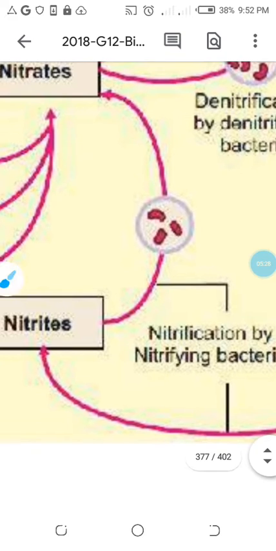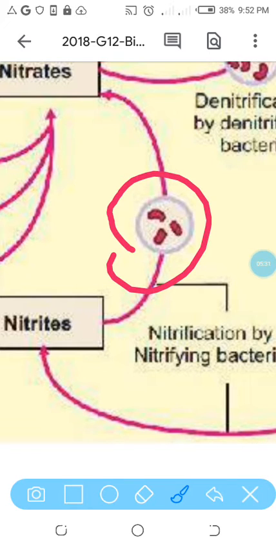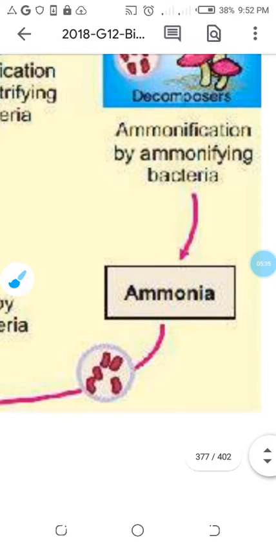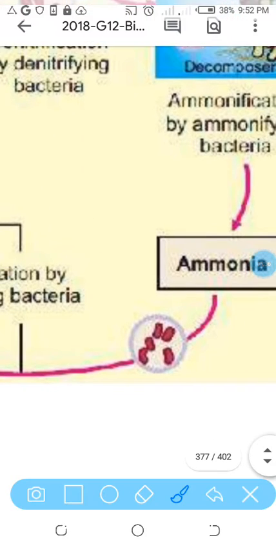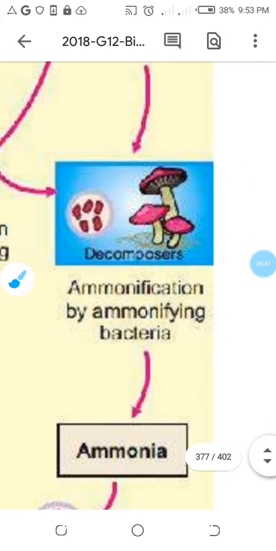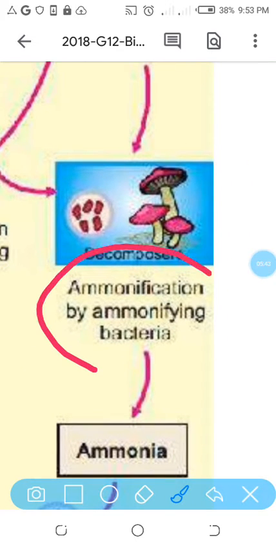So these are the nitrobacter, and these are the nitrosomonas, and those bacteria are ammonifying bacteria. So this is a four-step process.